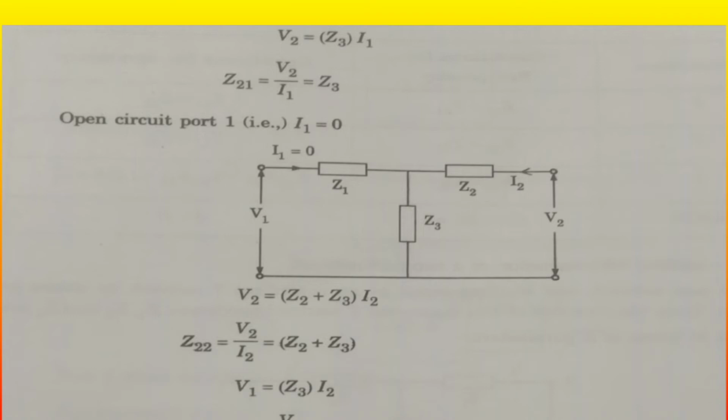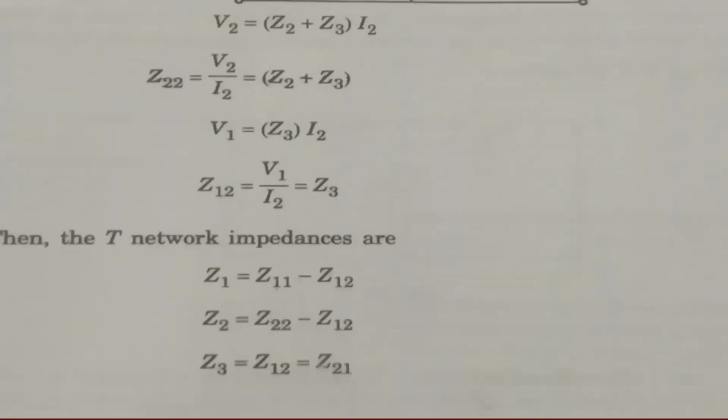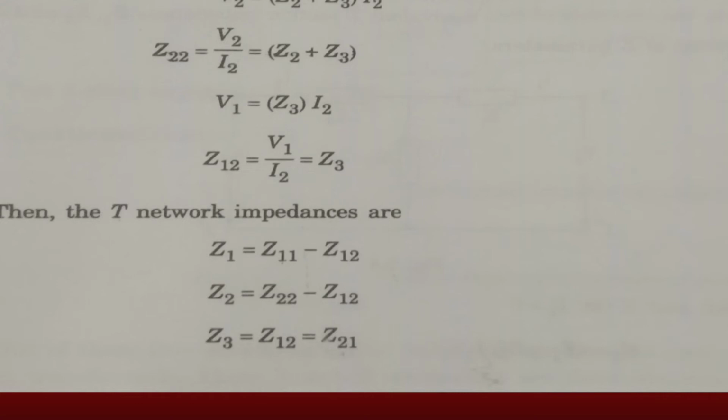And similarly, V1 can be expressed as Z3 into I2. When you take I2 downstairs, Z12 is V1 by I2, that is equal to Z3. Then the T network impedances are Z1 equal to Z11 minus Z12, Z2 equal to Z22 minus Z12, and Z3 will be equal to Z12 which is equal to Z21.